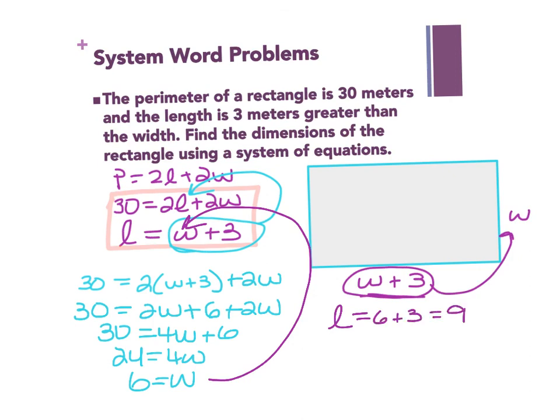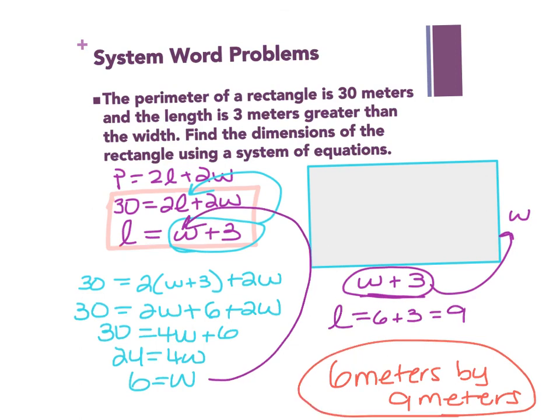So when I find the dimensions of this rectangle, it would be 6 meters by 9 meters. You'll see a lot of different types of examples dealing with length or area or perimeter in this case. But just make sure that if it asks you, you set up the system and then solve it from there.